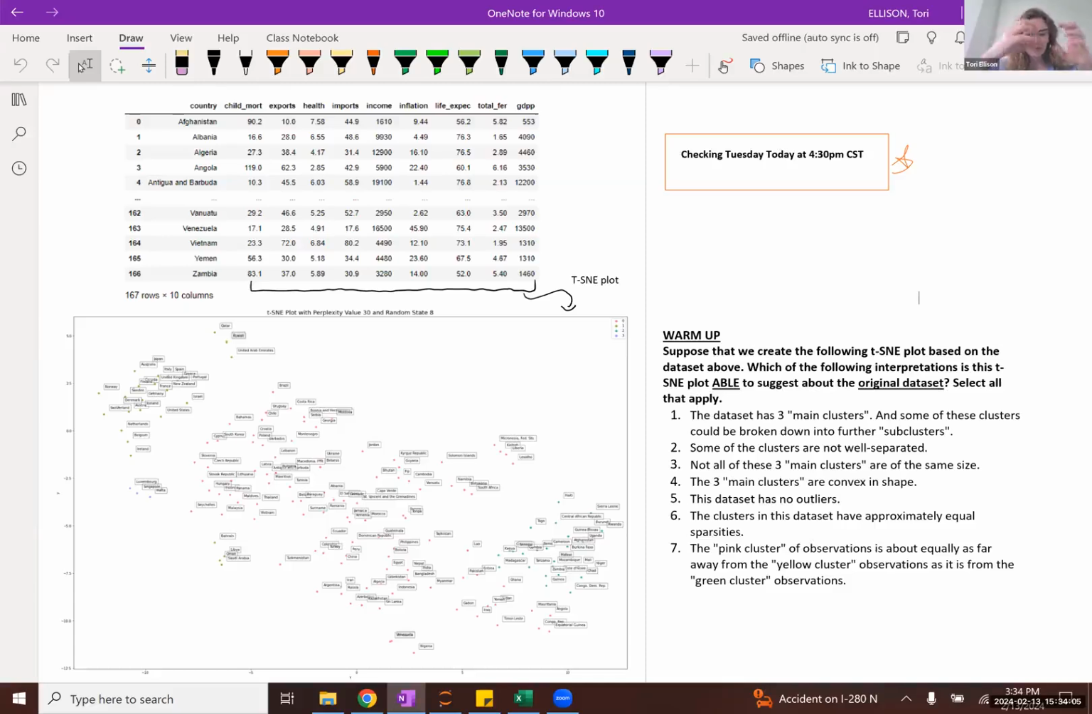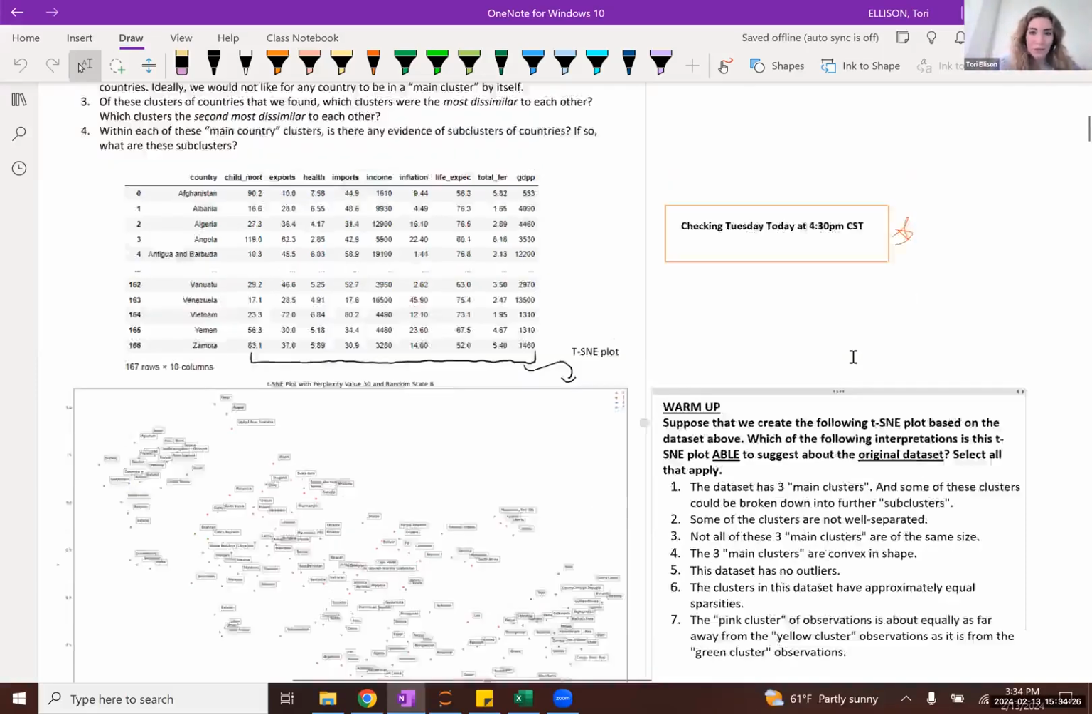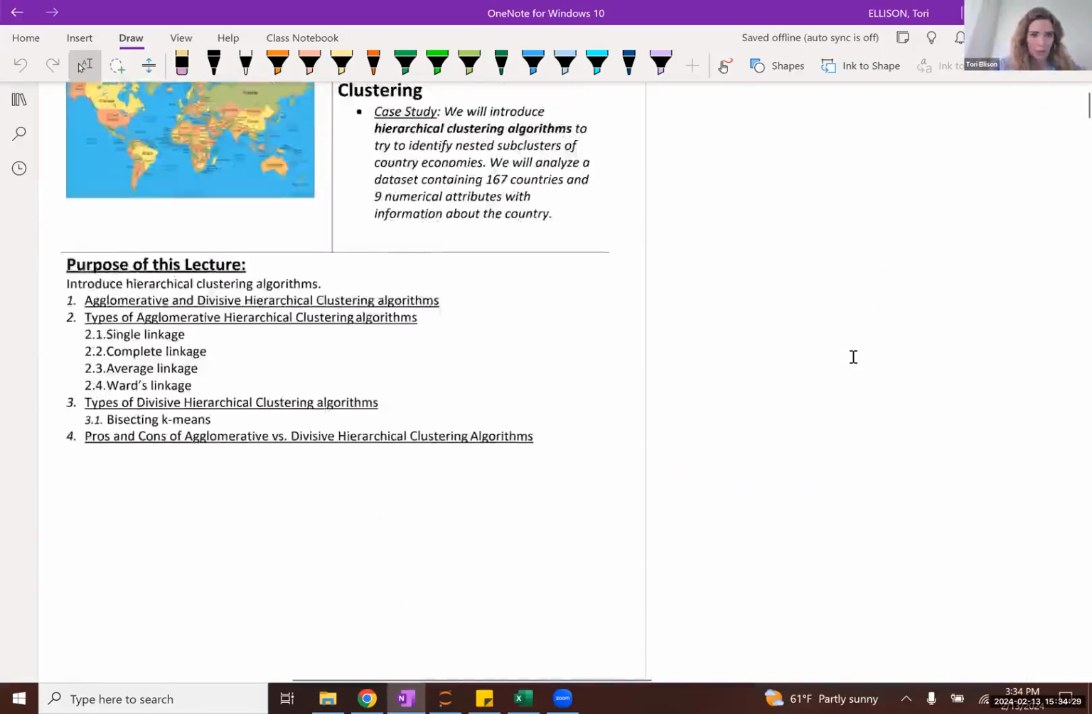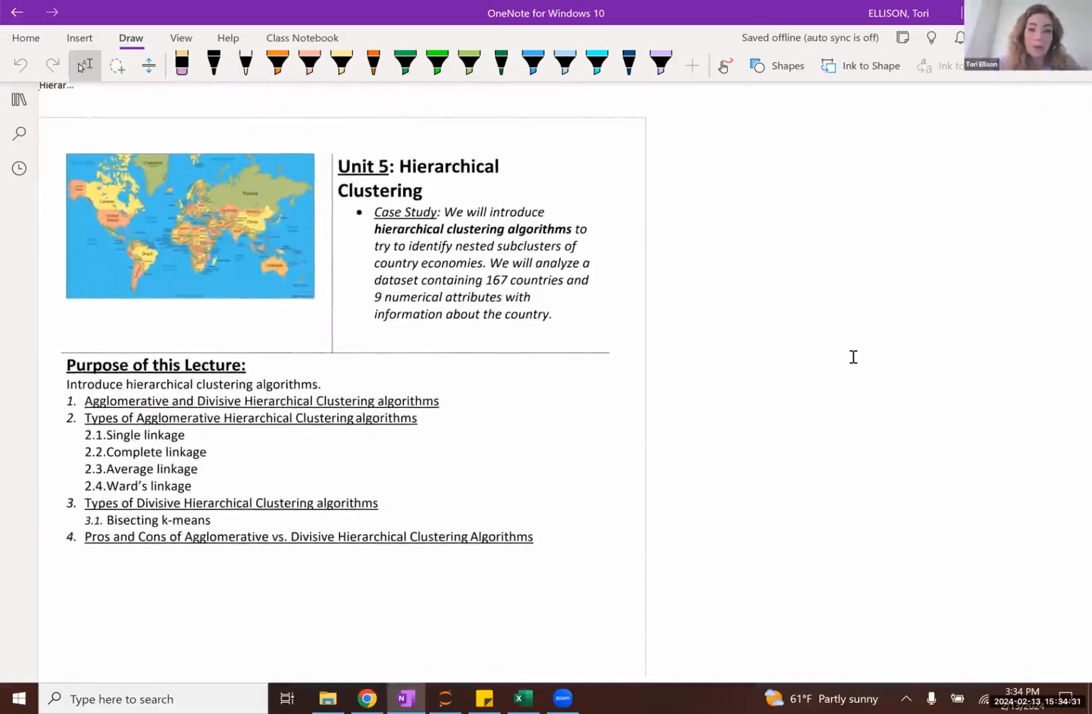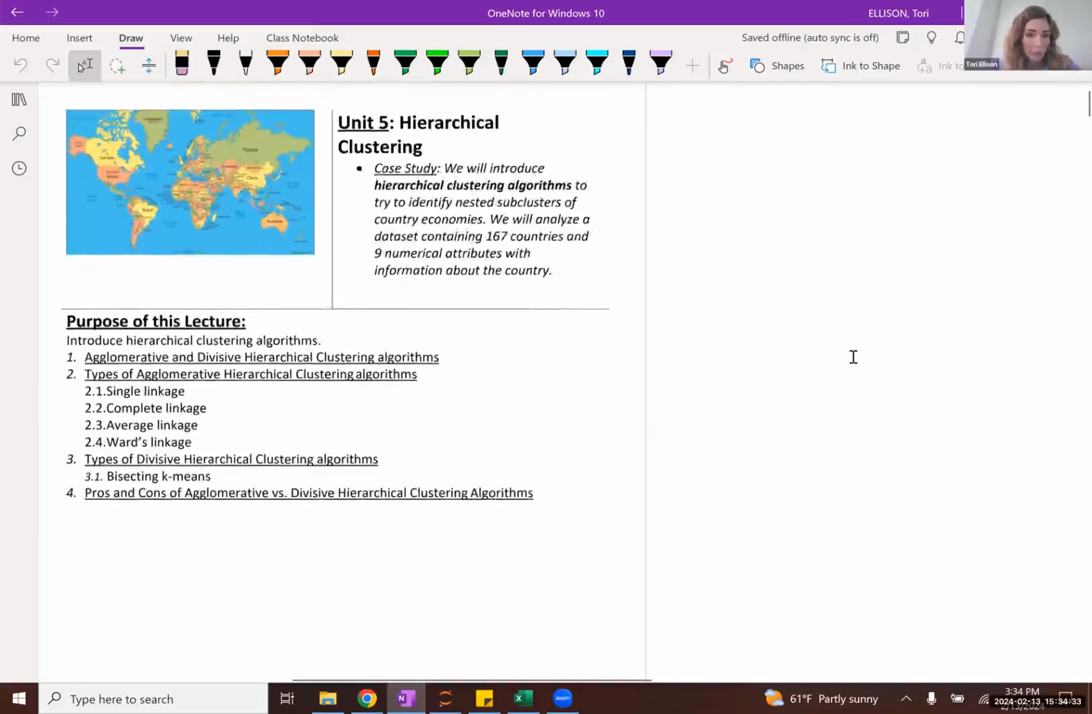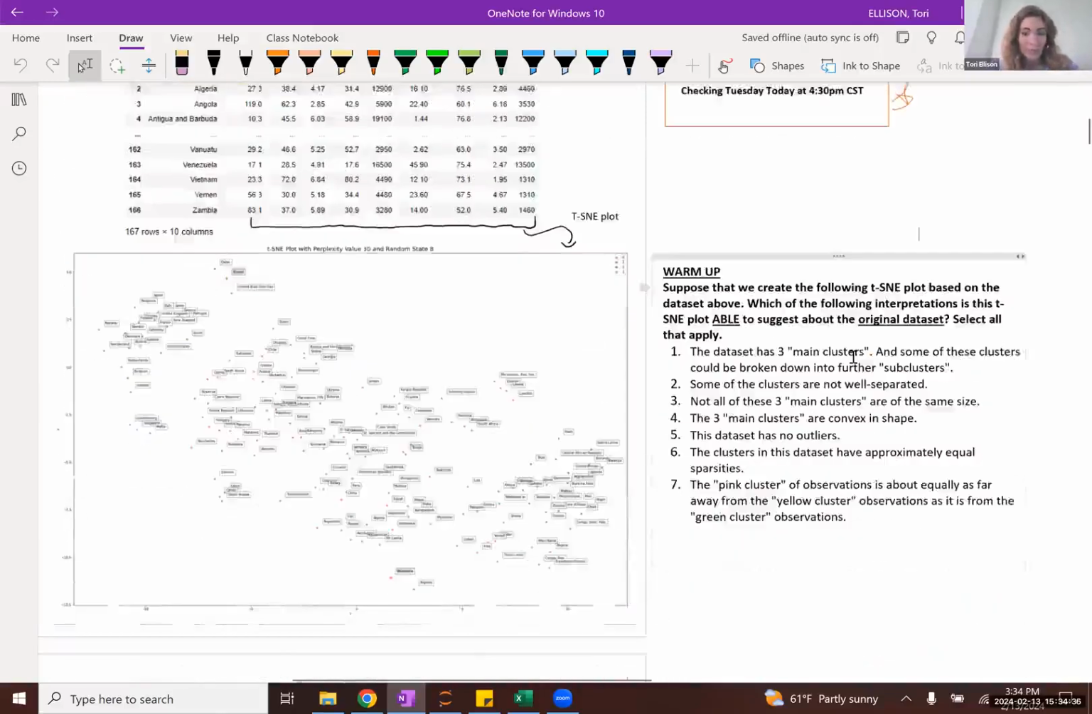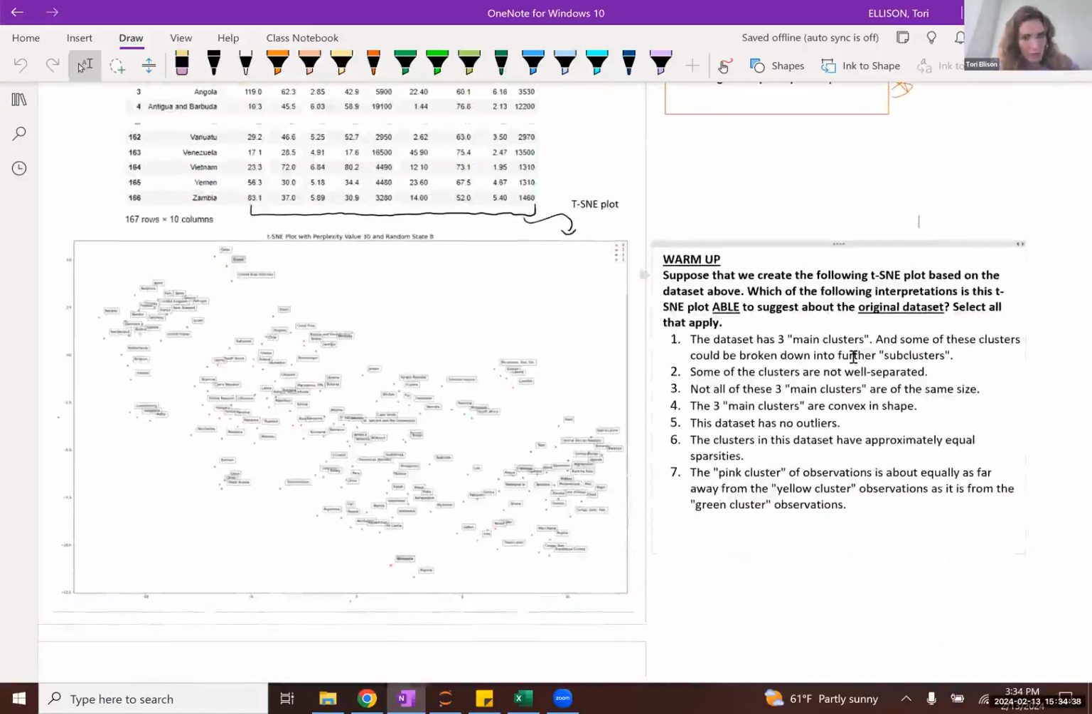Or in other words, for instance, we're not simply just taking a blob of points and cutting it up into 2 with k-means. The t-SNE plot can actually give us evidence to suggest whether those blobs of points or those clusters that we're finding with k-means are in fact actually separated from each other. So here's a warm-up that I gave. And basically in Unit 5, we're going to be moving back to an actual clustering algorithm. So Unit 5 is going to be all about how to use hierarchical clustering algorithms to answer various clustering related questions about a given data set.